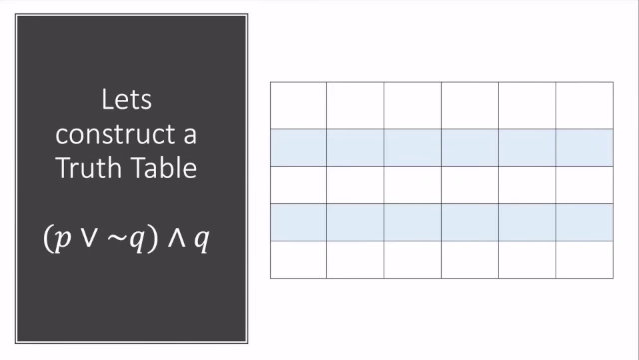So let's take a look at this truth table. It's going to be a little bit more complicated because there's just going to be more columns. So here I have (P or not Q) and Q. So I'm going to have P, Q, not Q, P or not Q, and my whole shebang here, which is (P or not Q) and Q.